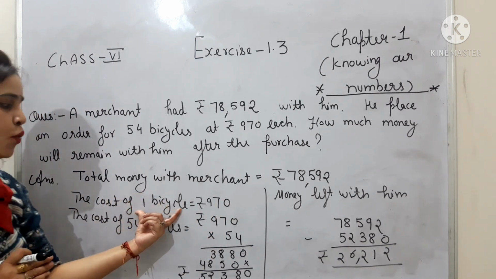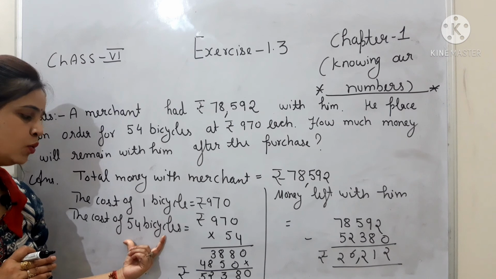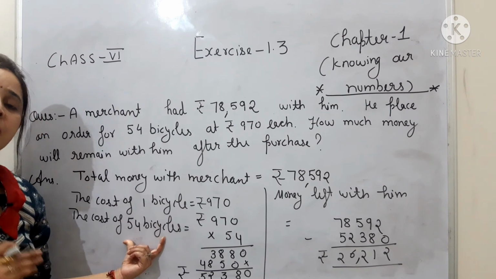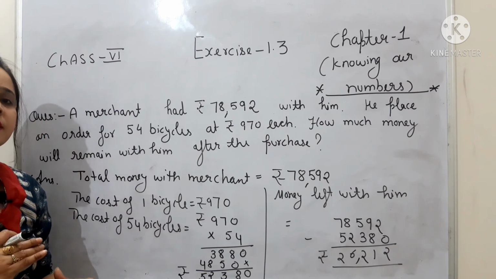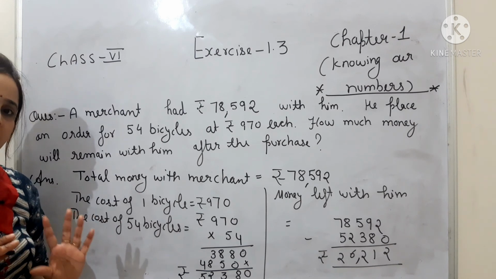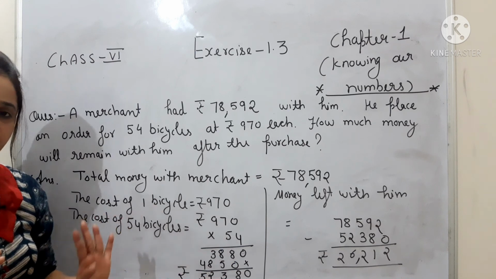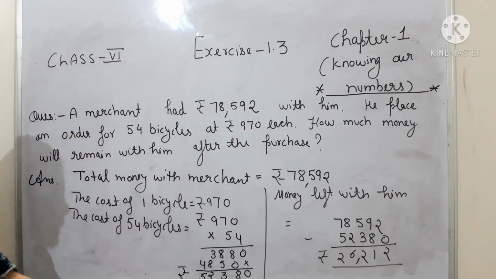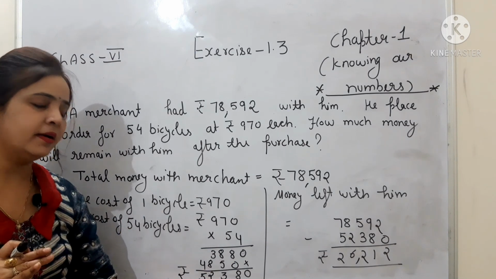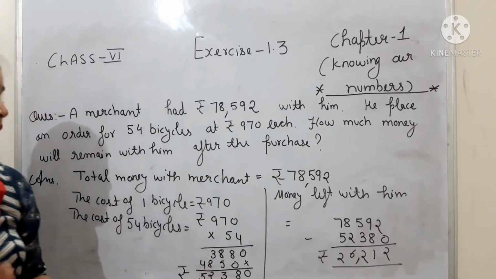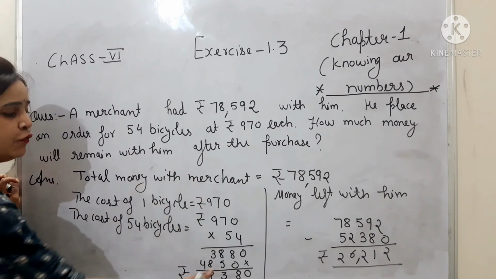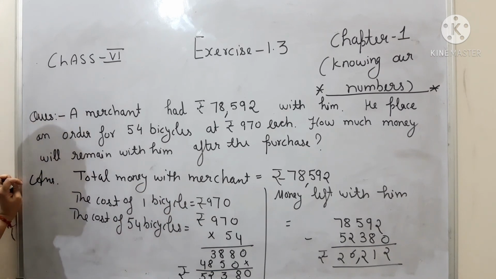Because if the cost of one is given and you want to calculate the cost of 54 bicycles, so we already know we can do this with the help of multiplying the numbers. Okay, so here I multiplied 970 with 54 and ultimately what I am getting is 52,380. You know how to multiply. Okay, so this is the cost of the 54 bicycles that he had purchased.